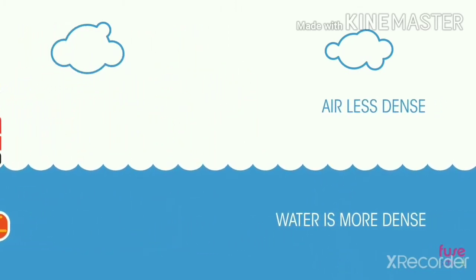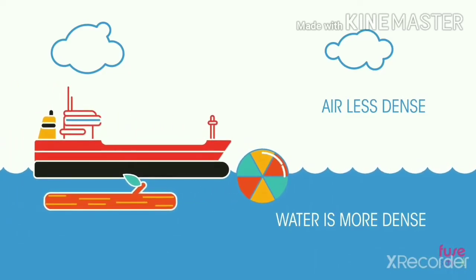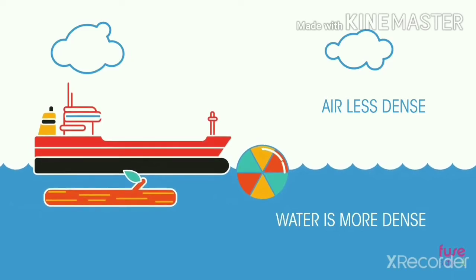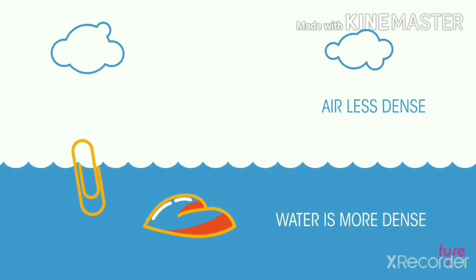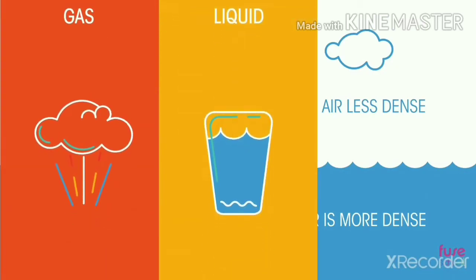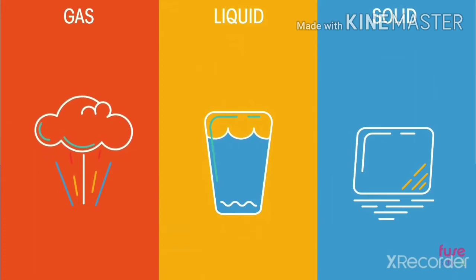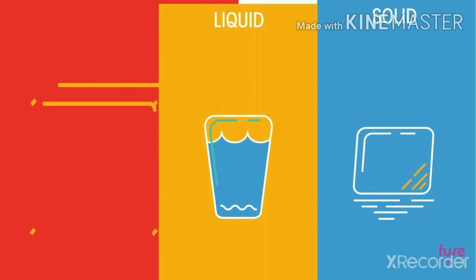Air is less dense than water. The beach ball, boat, and wooden log are also less dense than water. Hence, they float. But the pebble and the paperclip are more dense than water, and so sink. Don't be fooled into thinking that gases are always least dense, followed by liquids, and solids are most dense. This just isn't the case.